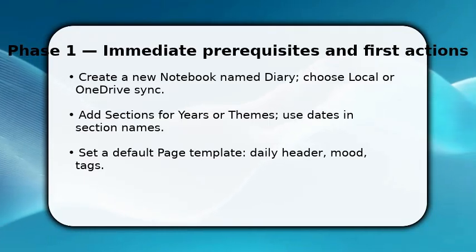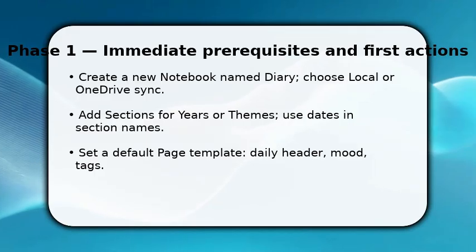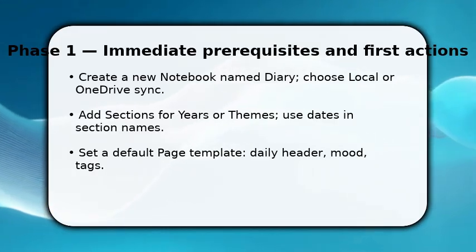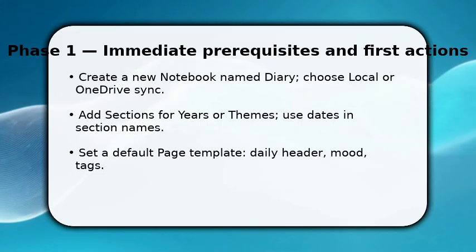You begin by creating the diary notebook now. Pick OneDrive if you want access on phone and PC. Once done, add sections for years or themes so entries stay organized. Make a simple page template with date, mood, and tags to save time each day. This first setup takes minutes. It makes daily writing automatic.